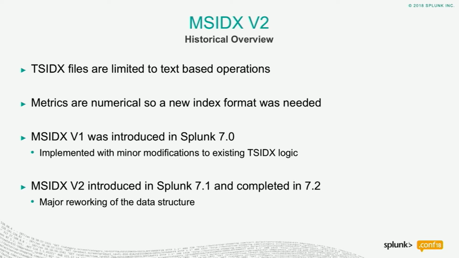So with metrics being inherently numeric, we knew that a new index format was going to be needed. So for Splunk 7.0, we introduced a new index format called MSIDX. This shipped with minor modifications to the existing TSIDX data structure, and it got the job done, but going forward, we knew we could probably do better. So starting in Splunk 7.1 and wrapping up in 7.2, we rectified this with MSIDX v2. It was a major reworking of the data structure when using metrics searches.